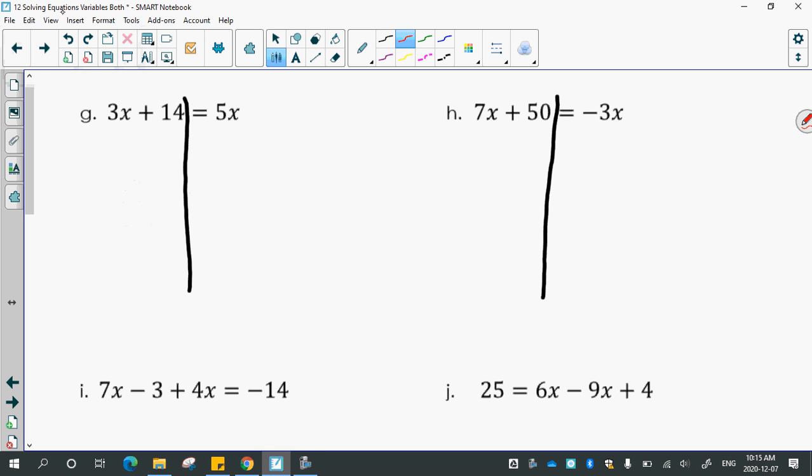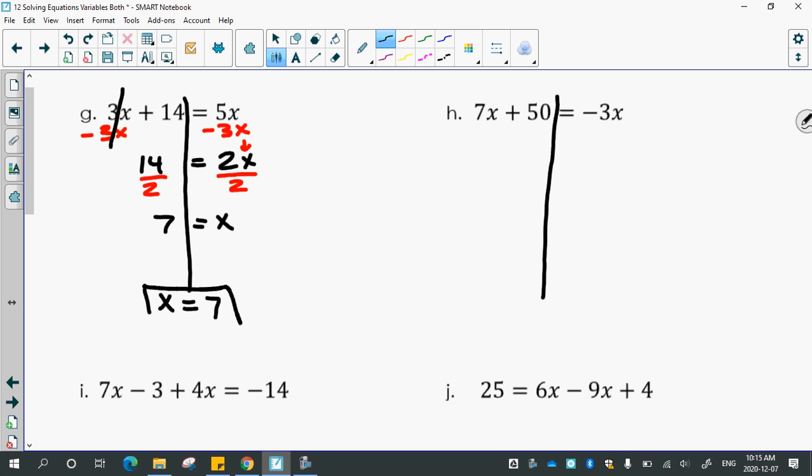Okay, so as I was walking around, I saw tons of people with minus 3x on both sides. They realized they couldn't take the 5x away because they'd have nothing left. And 5x minus 3x gave them 2x. And then the side with x tells you what to do. Divide by 2. And they got x equals 7, and then turned it around. Very good.